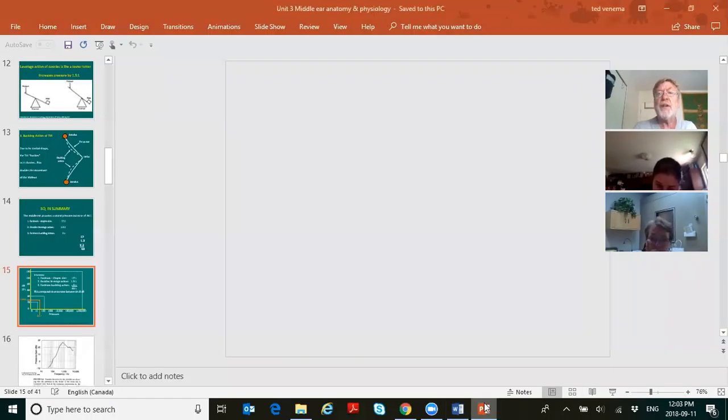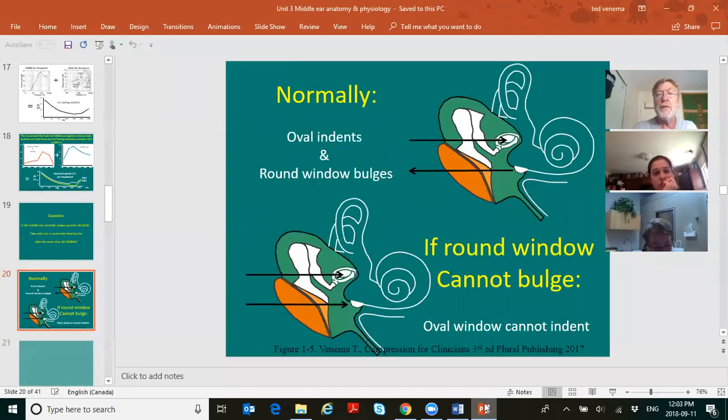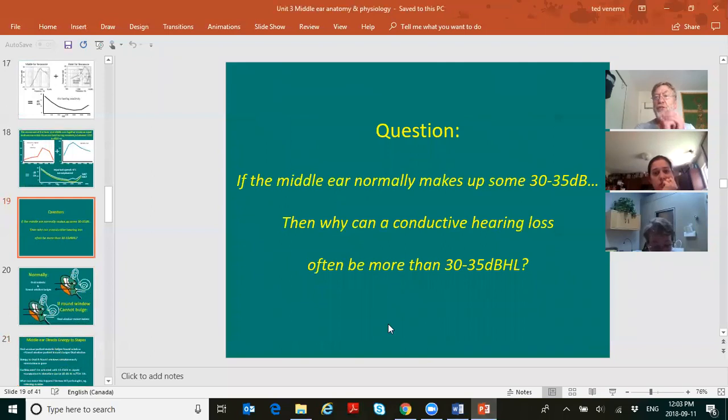So let's look at this now. Here's why. Share screen, show picture, see what we've got here. There you go. Question, here you go. If the middle ear normally makes up some 30 to 35 decibels, then why can a conductive hearing loss often be greater than 30 to 35? And the answer is this.